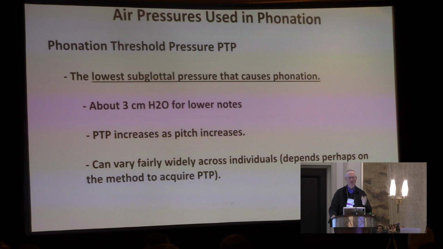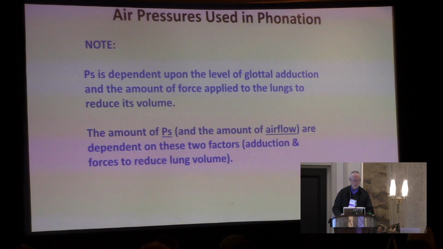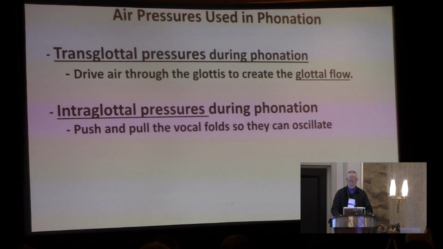Phonatory threshold pressure is the lowest subglottal pressure that causes phonation. It's measured in humans around 3 for lower pitches, and it rises. This is very individualistic, and we worry about how people actually configure the glottis when they're doing this. But clinically, it's very important. If you have a lesion, usually PTP is high. You fix the larynx, PTP lowers. It's an objective measure, and one also pertinent to training. So I think I just kind of said that poorly, so we'll go on.